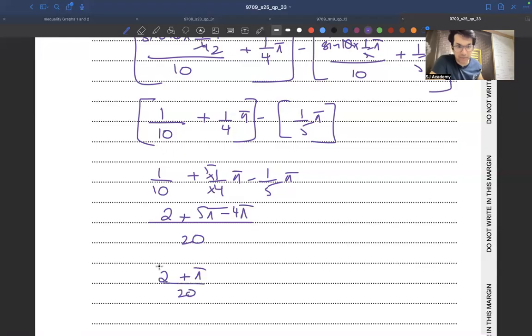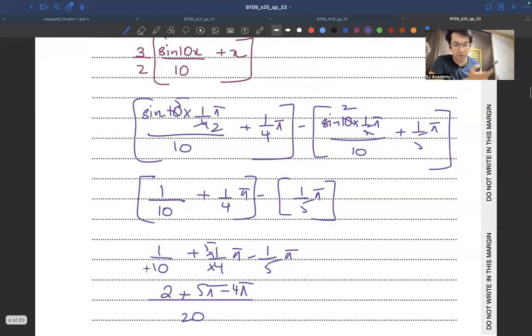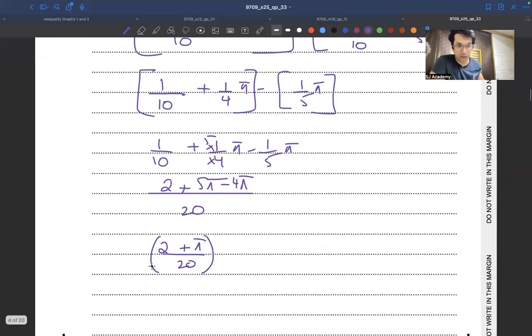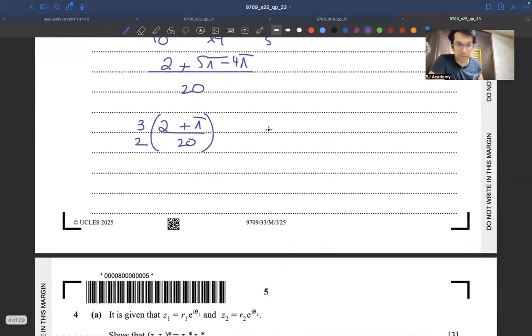And now we can multiply the whole answer by 3 upon 2. So when you multiply the whole answer by 3 upon 2, we'll get 6 plus 3 pi upon 40. And that would be the final answer for the integral.